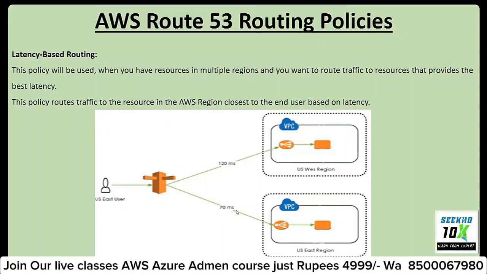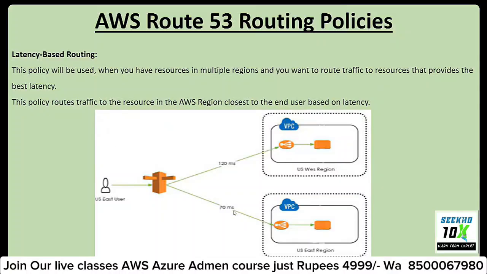So 70 microseconds is the shortest time, so the latency will be less. Okay, he will be able to access this site from your west region also, but the latency is very important here. This policy will analyze which is the best path, the path with less latency. This policy is used when you have resources in multiple regions and you want to route the traffic to the resource that provides the best latency.